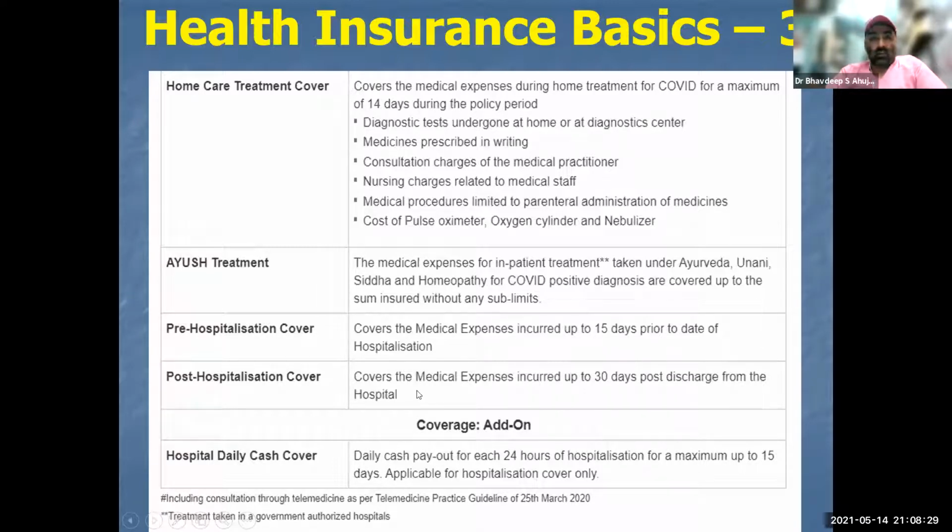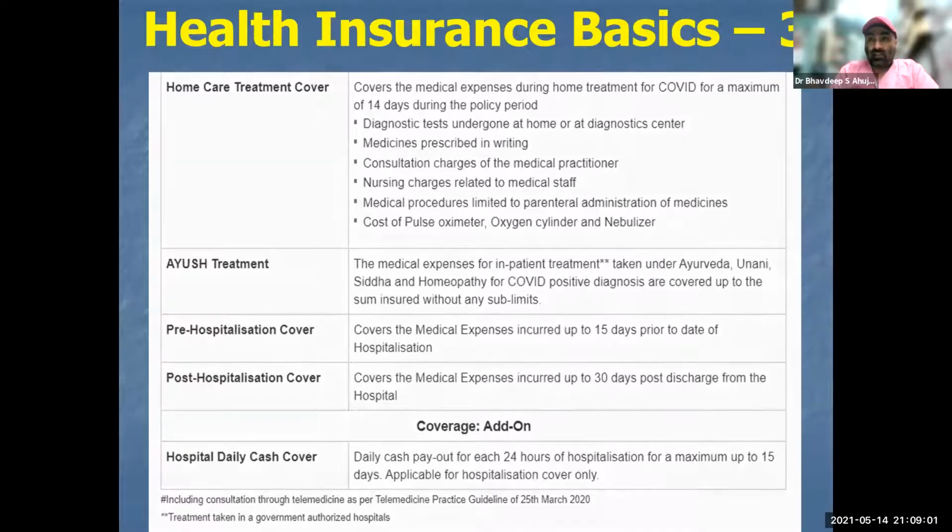You can opt for an add-on cover as well. What did that allow? It was a hospital daily cash cover. It is a daily cash cover for the recuperation, for what you are actually spending on your diet and other things in the hospital, given as a daily cash payout in your policy. So these are separate covers available as well. You can take them because the COVID scare is not yet over, and God forbid there is a third wave that is supposed to be more dangerous than the second wave.